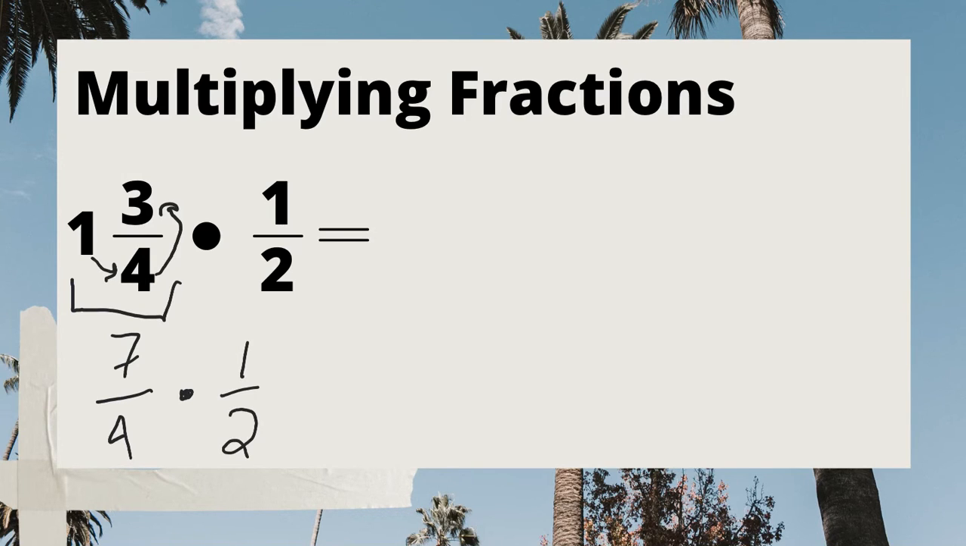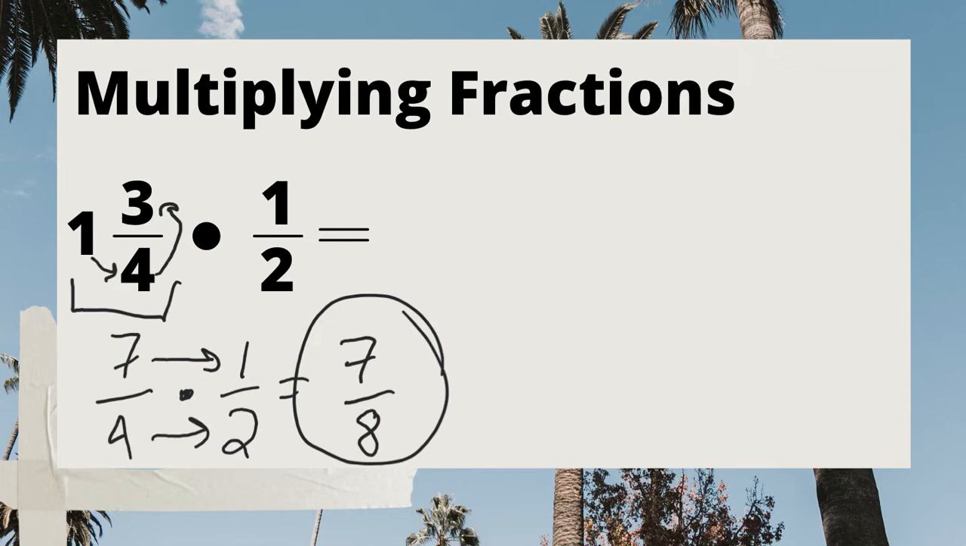And then like we said in the last slide, you just multiply the numerators, multiply the denominators, and in this case we end up with 7 over 2, 4 times 2 is 8, and your answer would be 7/8. Again, pretty easy.